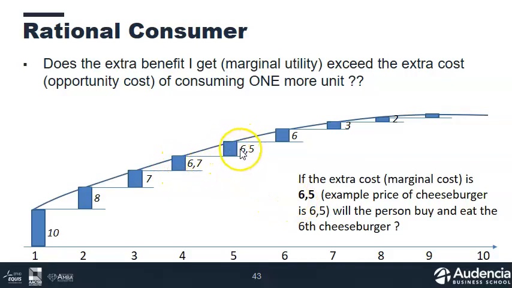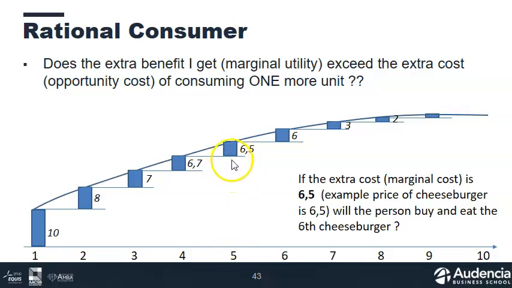6.5, the benefit is there, the cost the same, let's do it. Would I eat the 6th burger? No, I wouldn't go up to 6 because the 6th burger gives me €6 of benefit and it costs me 6.5. I won't do it. So I'll stop consuming it, the 5th burger. And this is what a rational consumer does.